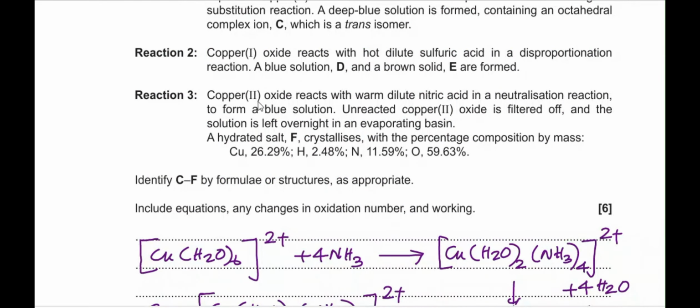Reaction 3. Copper 2 oxide reacts with warm dilute nitric acid in a neutralization reaction to form a blue solution. Unreacted copper 2 oxide is filtered off and the solution is left overnight in an evaporating basin. A hydrated salt F crystallizes with the percentage composition by mass. Copper, hydrogen, nitrogen, oxygen, the percentages are all given. Identify F by the formula of all the structures as appropriate.